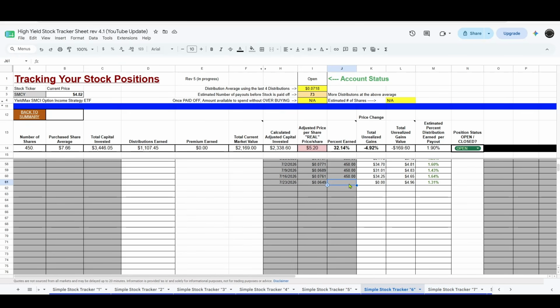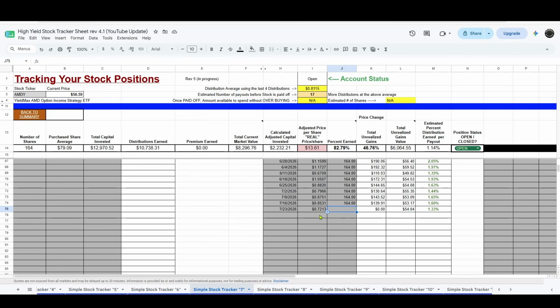For SMCY, we earned 6 cents and I have 450 shares. And that's going to help to lower that real price per share of $5.20 down to $5.13. And if I were to sell all my shares at that current price of SMCY, I would take a loss, but it would only be a $140 loss.